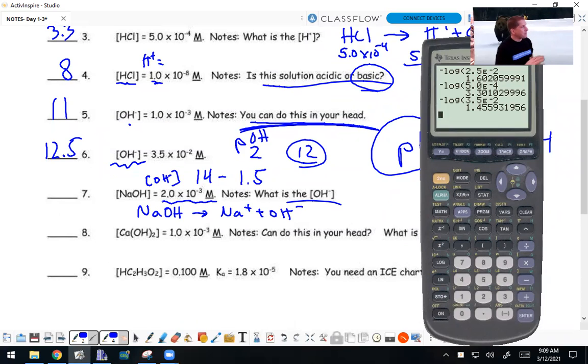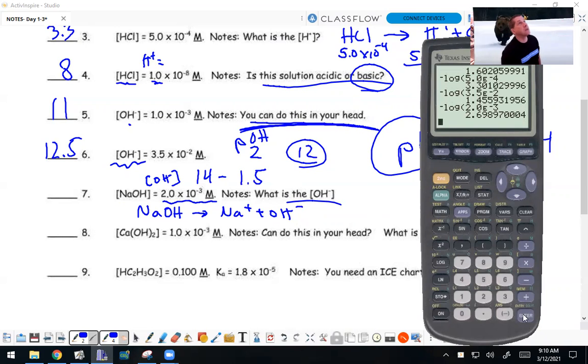That is probably the most common mistake of all, when you don't pay attention to how many hydroxides you get in a base and do the negative log of this number and say that's the answer. So when I do the negative log of 2.0 times 10 to the minus 3, you can see I get 2.69, or let's say 2.7. So again, one decimal. So 2.7, that is the pOH though, not the pH.